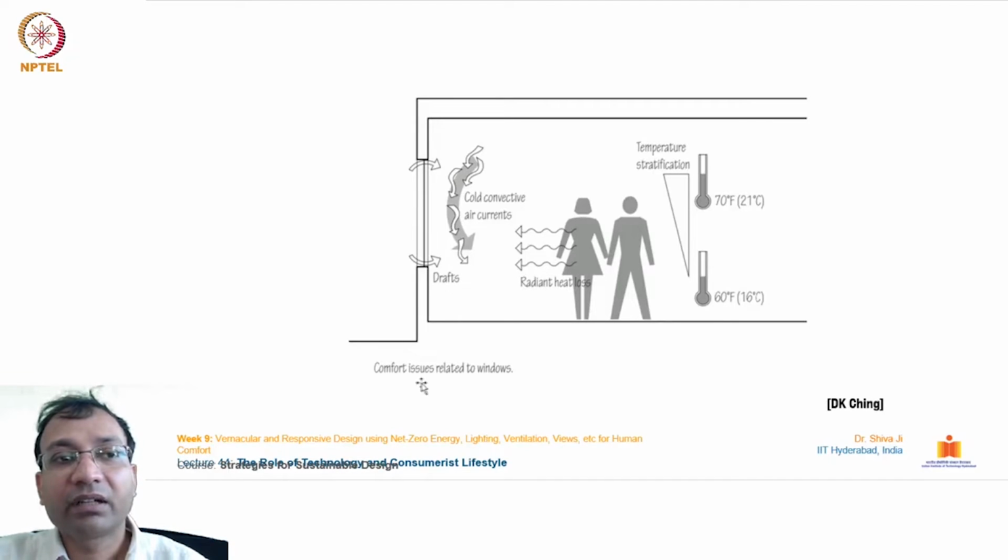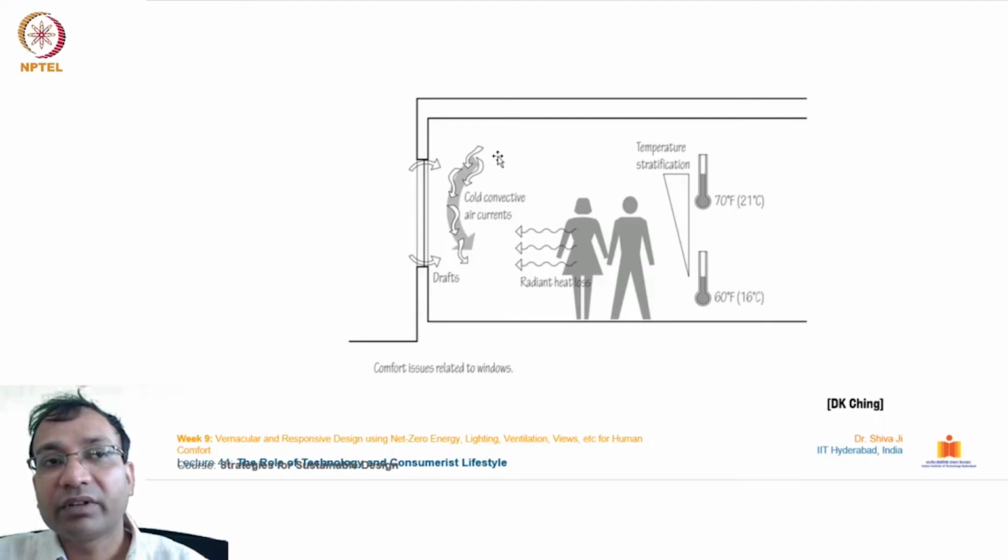And in this one, comfort issues related to windows are explained. You see there are several phenomena happening at the same time. As you may be aware, our body keeps radiating energy, heat, from our bodies. And windows, depending upon the climate and weather outside, either receive heat energy or lose it from inside. And there is temperature stratification here, from 16 degrees centigrade to 21 degrees centigrade.